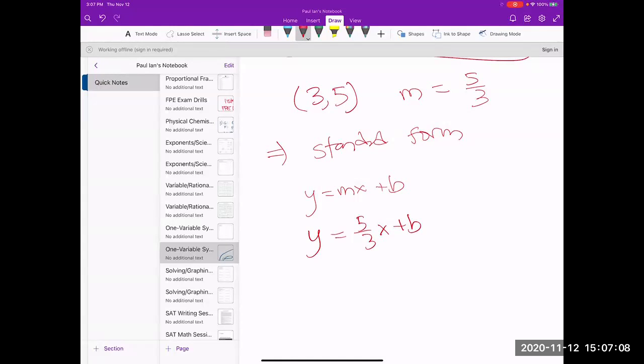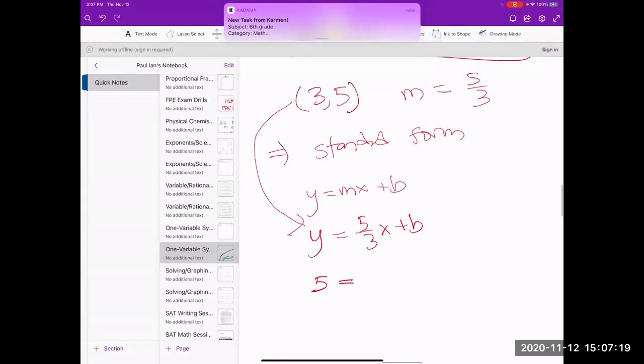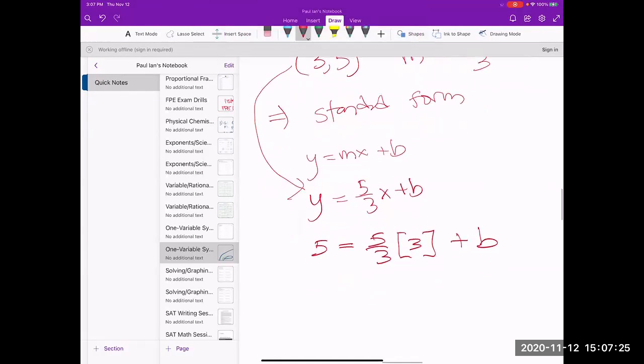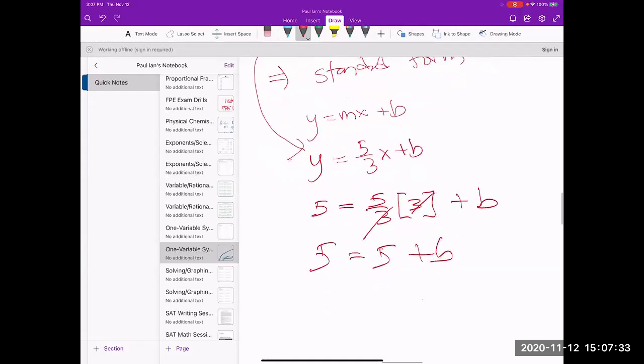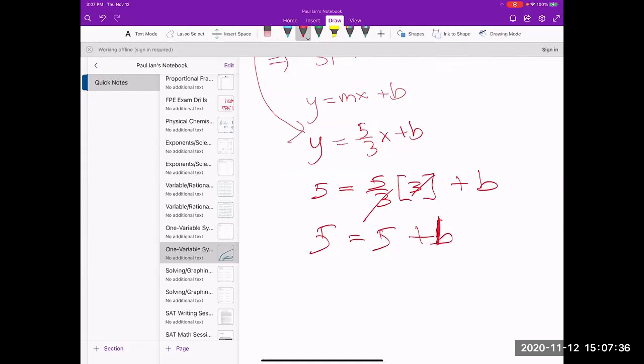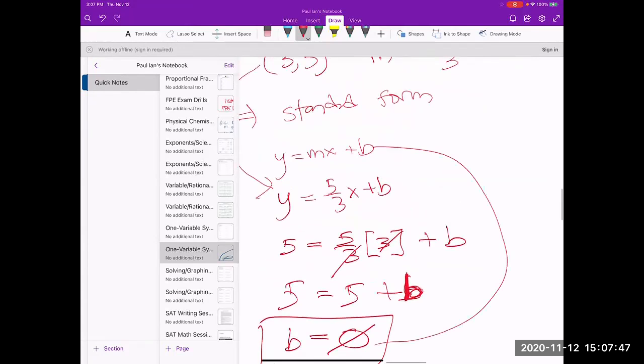Plug in one of the numbers. Okay, good, which is this guy, right? So you plug in the x and the y. So 5 equals 5/3 times 3 plus b. So just simplify. You have 5 equals 5 plus b. So b equals what? B equals 0, exactly. Good. So b equals 0, m equals 5/3, and you plug this back in here.